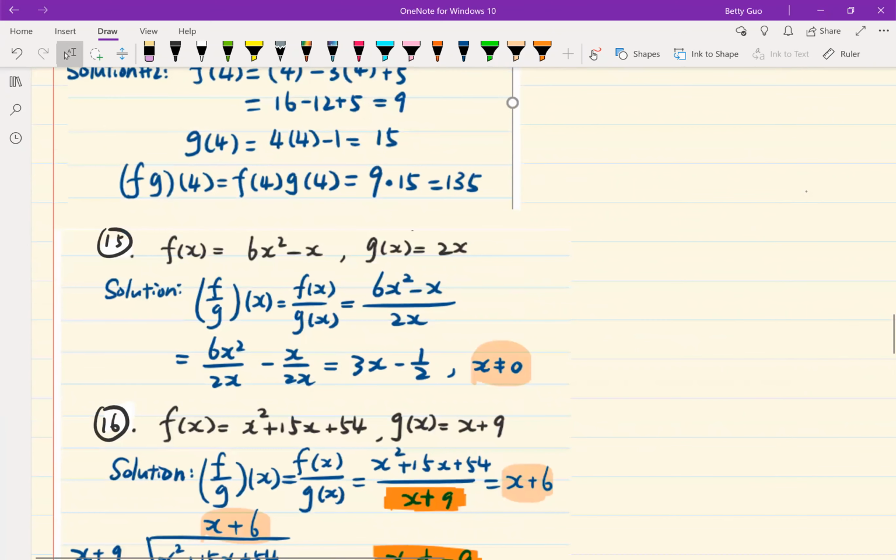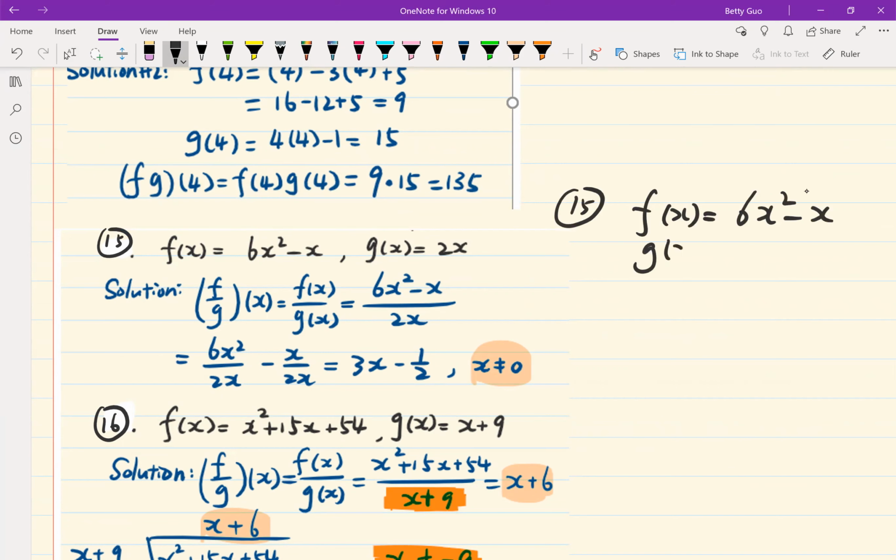Number 15. We have 2 functions given. Function f, 6x squared minus x. Function g, 2x. 1 quadratic, 1 linear. We are looking for f over g of x. We need to understand this notation. This notation means f of x over g of x.